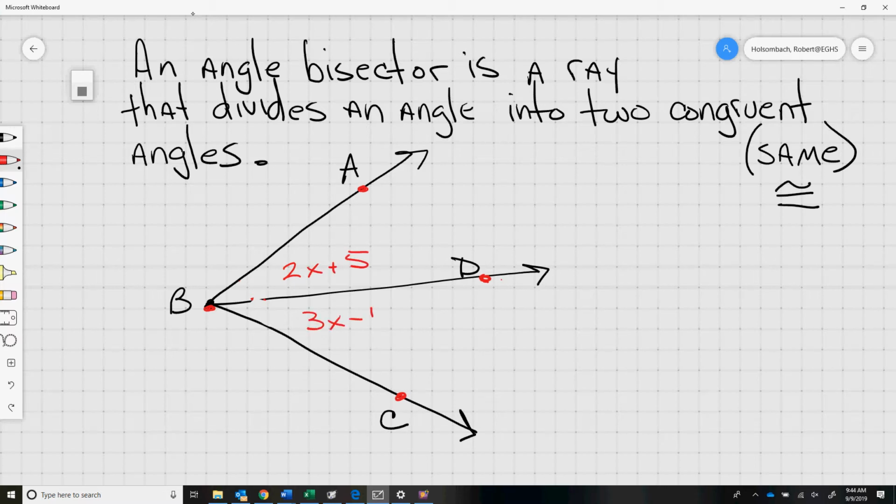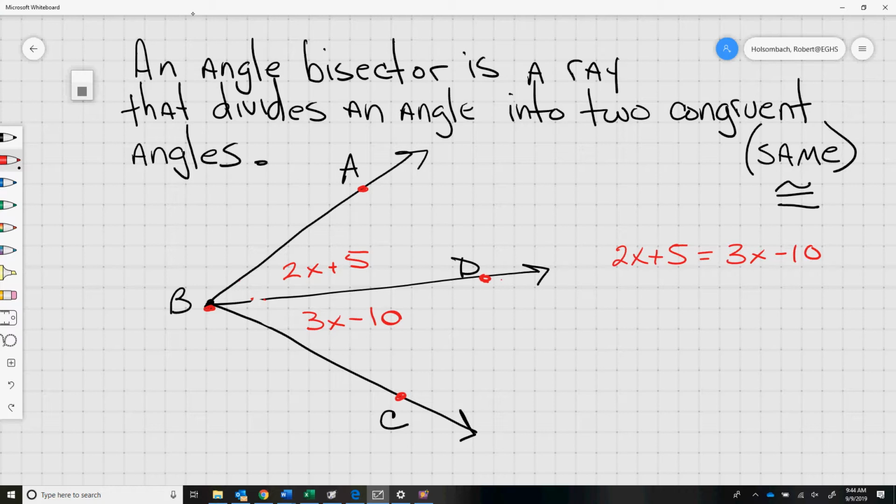And you were asked, is ray BD an angle bisector? In order for BD to be an angle bisector, don't the two angles have to be equal to each other? Alright, so could you move along and try to find out if 2x plus 5 equals 3x minus 10? If you set those two equal to each other, that would make BD an angle bisector, wouldn't it?